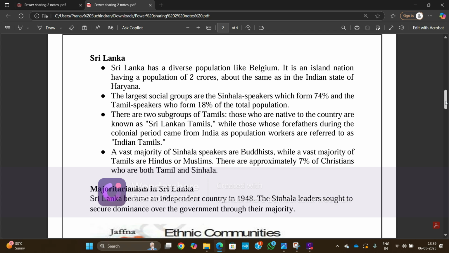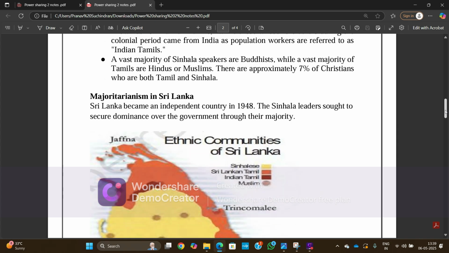Tamils, after quite a long struggle, started demanding a separate statehood, which was known as Eelam. And this led to a civil war inside the country. This war ended by the end of 2009. As we read in our economics chapter 1, Development, Sri Lanka is well known for its economic status. But due to this civil war, it had to face a lot of economic depression.